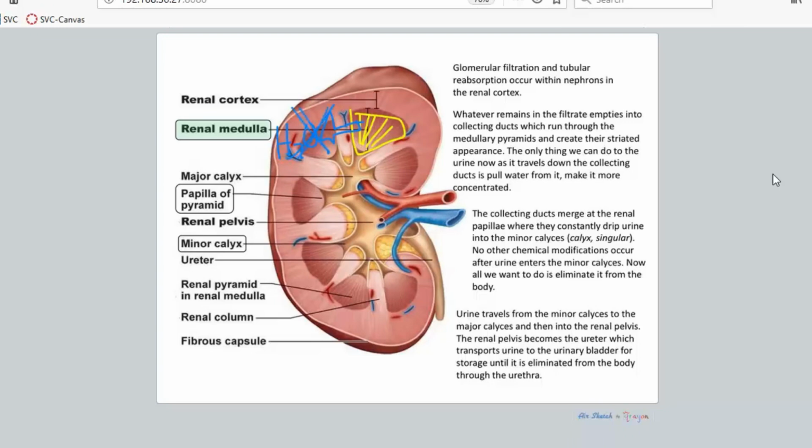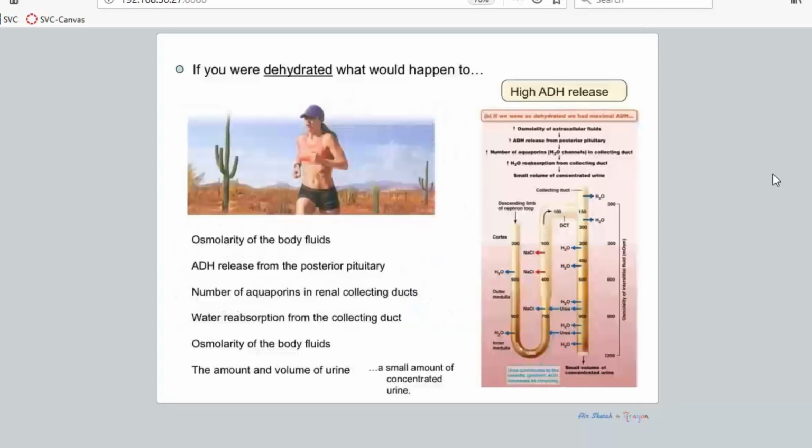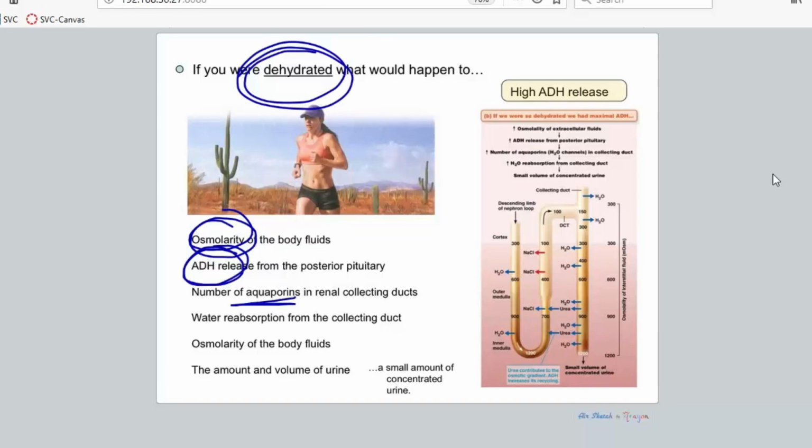But what about if we're not releasing anti-diuretic hormone? Well, then that dilute urine is going to continue to travel down these collecting ducts, and we're going to have large amounts of dilute urine that enter this funnel system here. And we're going to look at a couple scenarios in class that'll hopefully put this together. But one is a situation where we're dehydrated. If we're dehydrated, what's that going to do to osmolarity? What's that going to do to anti-diuretic hormone and therefore the number of aquaporins? What's that going to do to water reabsorption in the collecting duct? You know, and we'll go through this series of steps here.